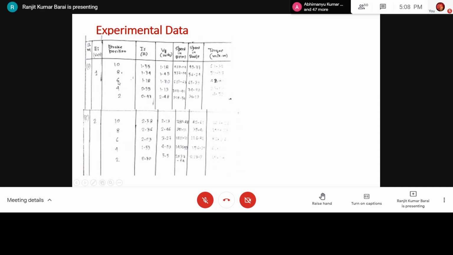Now we have reduced the brake position to 6. So what happens? The armature current is again getting down, and the voltage or RPM is going up. And finally, for 4 and 2, you see the armature current has gone down, and the armature speed or shaft speed has increased, and the corresponding torque is also calculated. So speed is going up and torque is also going up. And for EI 2 volt, the same pattern is followed.